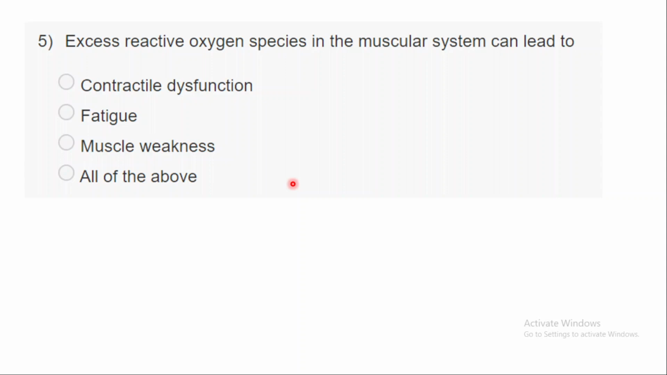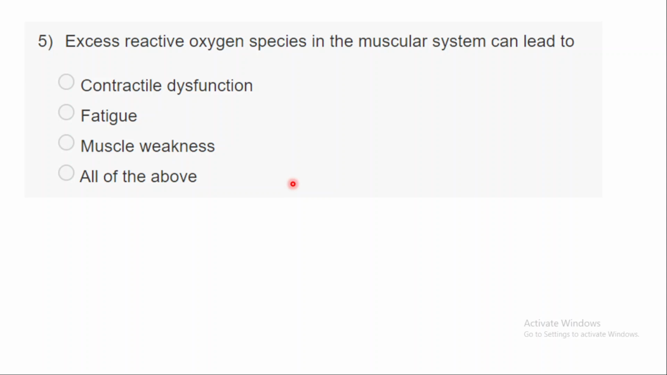Question number 5. Excessive reactive oxygen species. So it is again in continuation with the reactive oxygen species questions. Excessive reactive oxygen species in the muscular system can lead to dash. So it's specifically asking about the presence of excessive reactive oxygen species, ROS, in the muscular system. Option A, contractile dysfunction. Option B, fatigue. Option C, muscle weakness. Option D, all of the above.